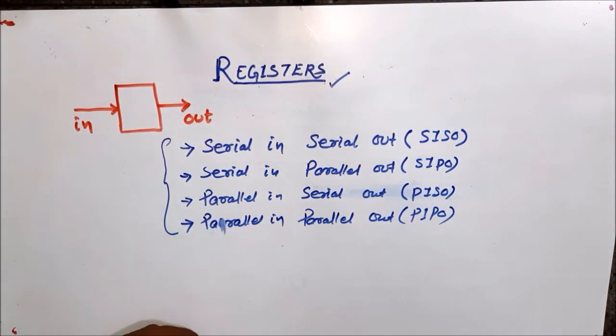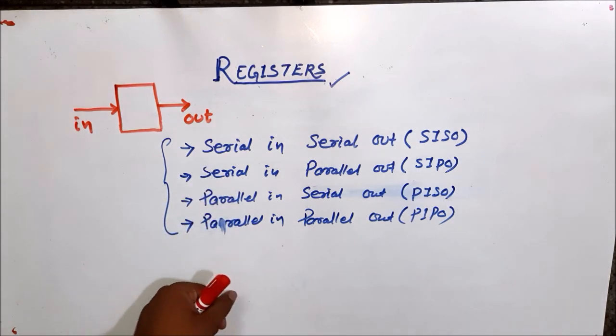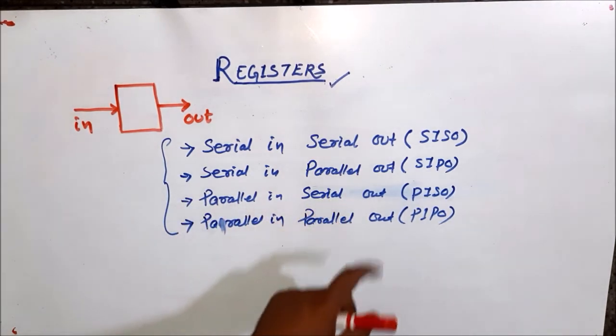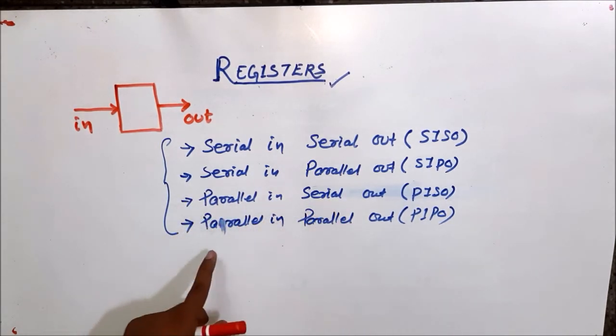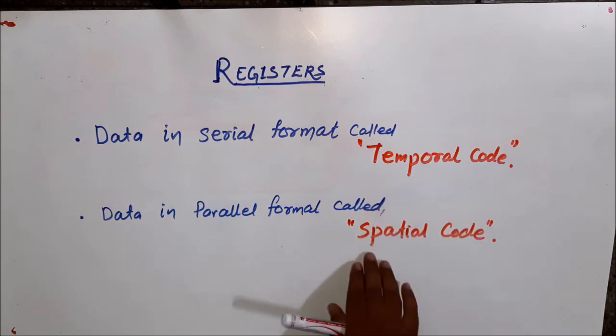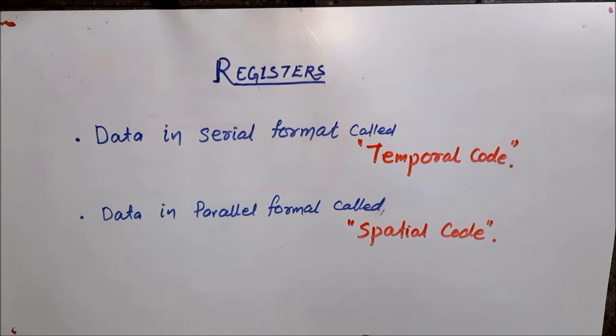According to the operation, we have 4 different kinds of registers in the register family: serial in, serial out, serial in, parallel out, parallel in, serial out, and parallel in, parallel out. If you transfer the data in serial format, that kind of code is called temporal code, and if you transfer the data in parallel format, that kind of code is called spatial code. In the next lecture, we will study the registers one by one.